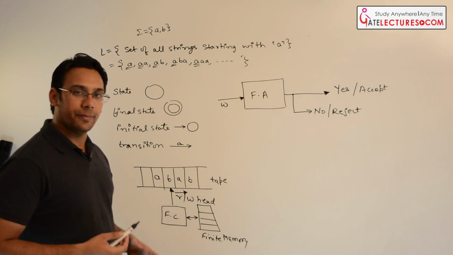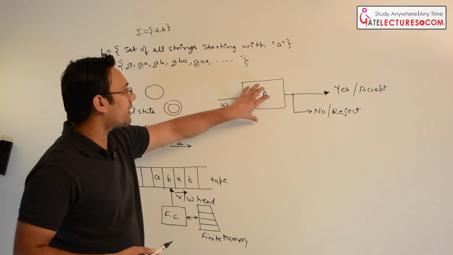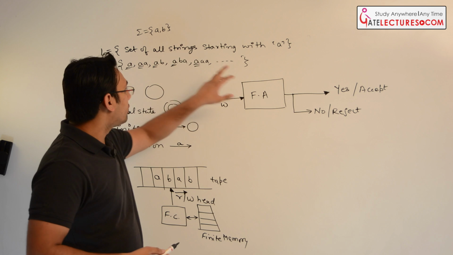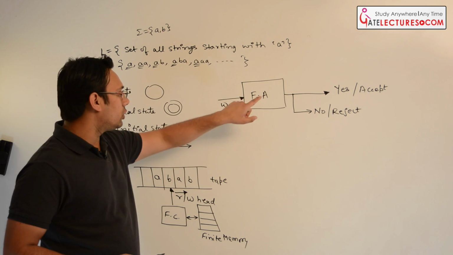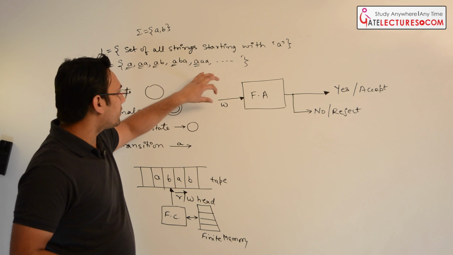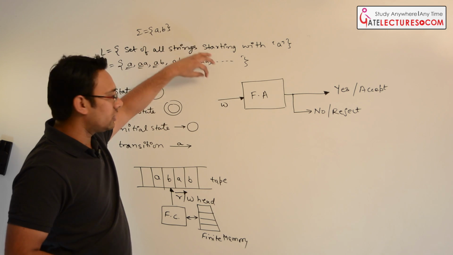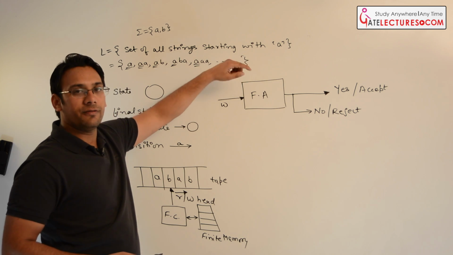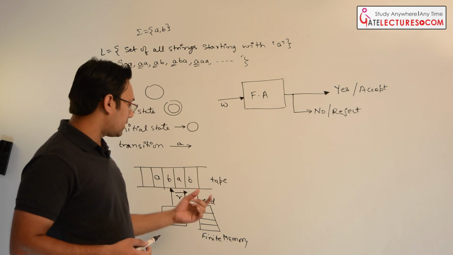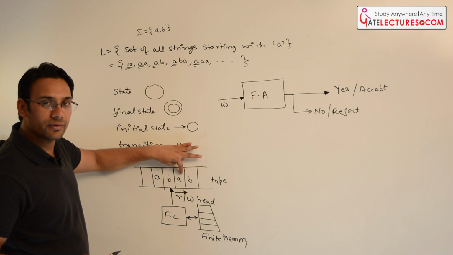Okay, so let me repeat it again. We will be having a finite automata. For one language, we are going to draw one finite automata. To that finite automata, if we give any string, then this finite automata will make transitions by reading the symbols of the string.